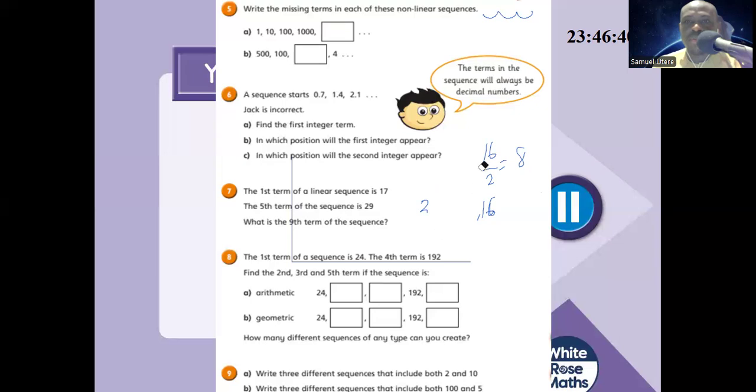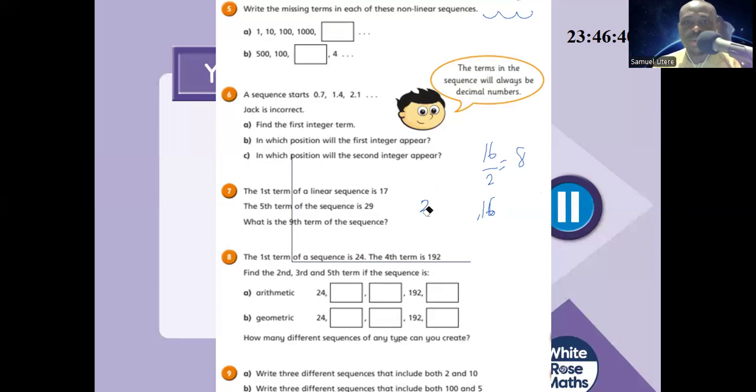Yeah? If I do 16 divided by 2, that's 8. That is telling you what you would have to multiply 2 by to get to 16. That's another way of thinking about it. Okay, now if that is the case, how many jumps? Remember, this is my fourth term.